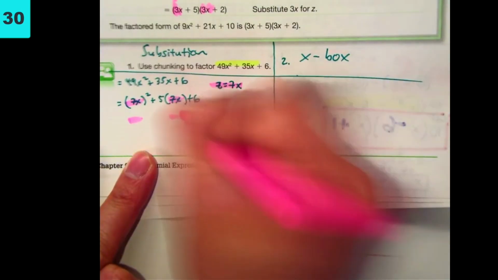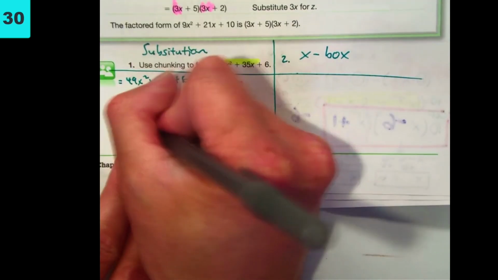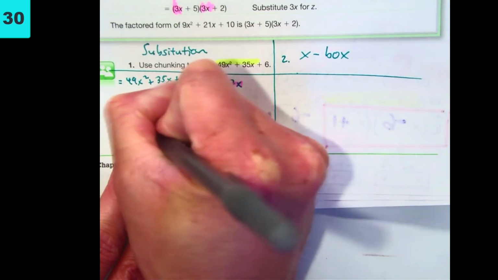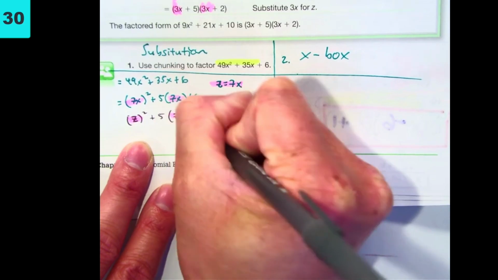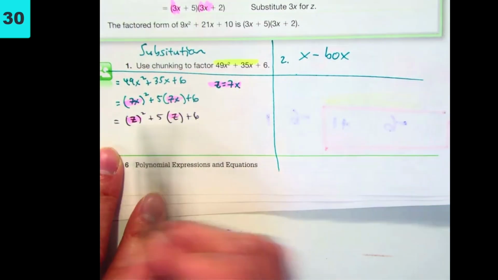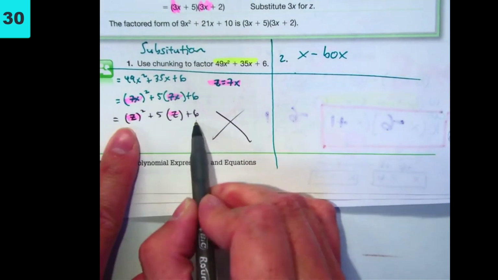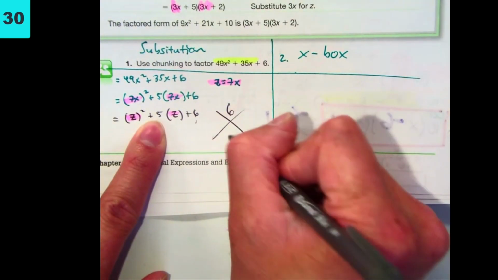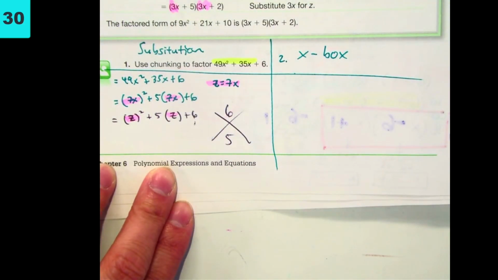Instead of writing 7x, I can write what variable now? Z. So let's write that. Z squared plus 5 times z plus 6. I like to draw another line through it. And now can I use my Xbox factoring? Yeah. Two numbers that multiply to be 6, and two numbers that add to be 5. Class, what are those two numbers? 2 and 3.